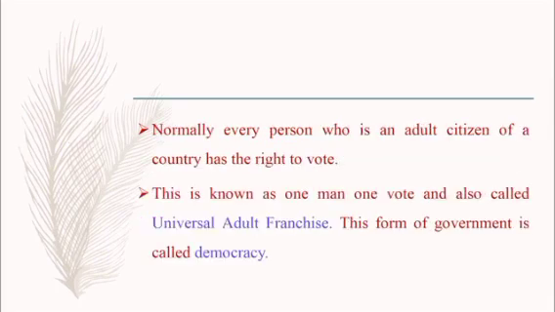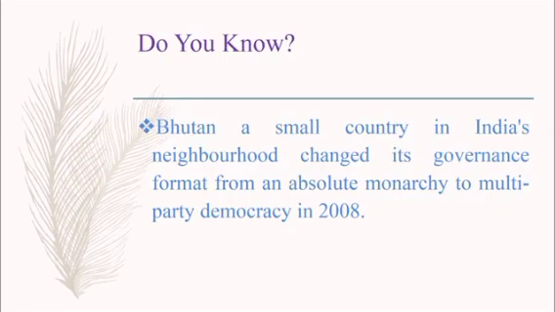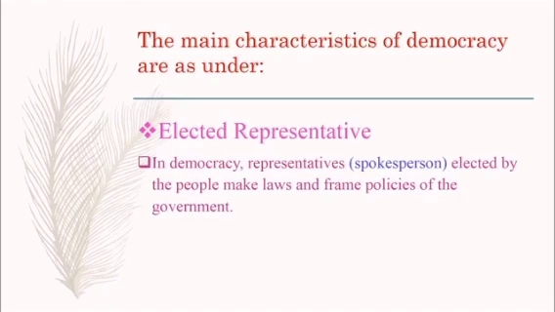Normally, every person who is an adult citizen of a country has the right to vote. This is known as one man, one vote, and also called universal adult franchise. This form of government is called democracy. Do you know Bhutan, a small country in India's neighborhood, changed its governance format from an absolute monarchy to multi-party democracy in 2008? Now, let's see the main characteristics of democracy as under.